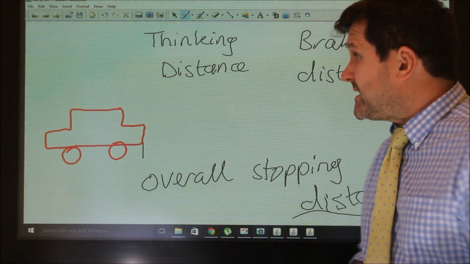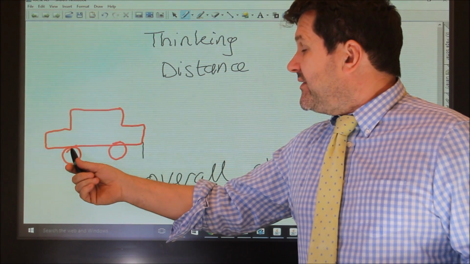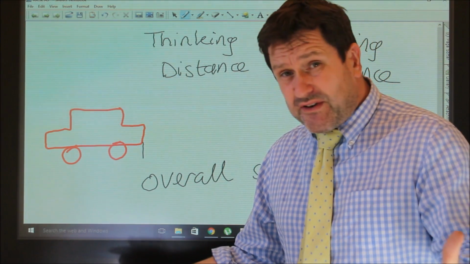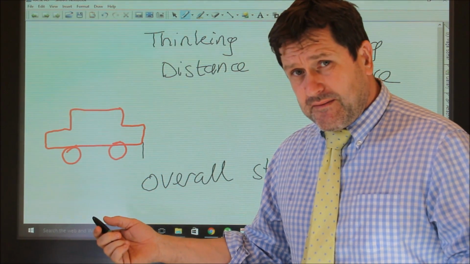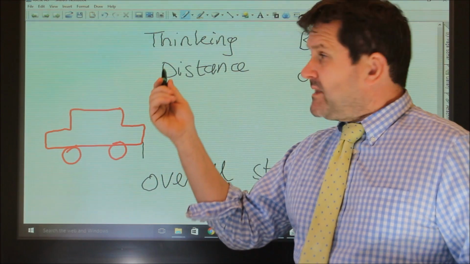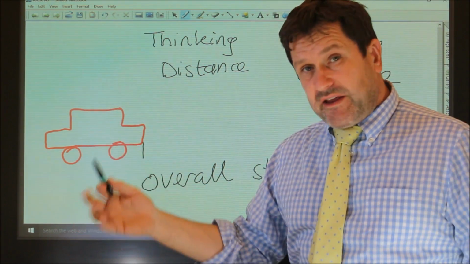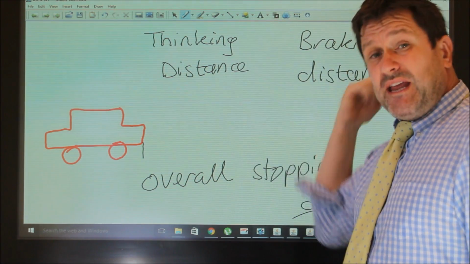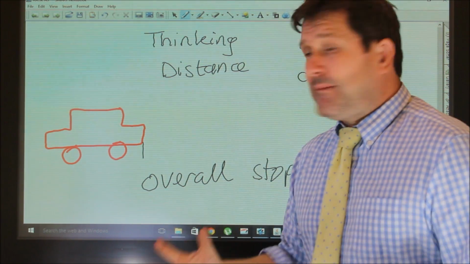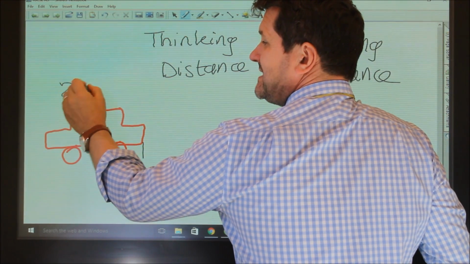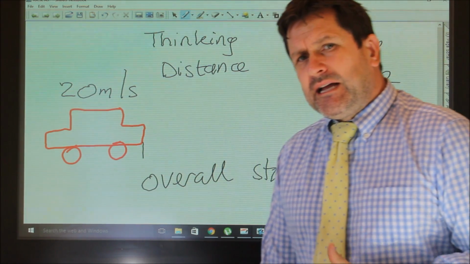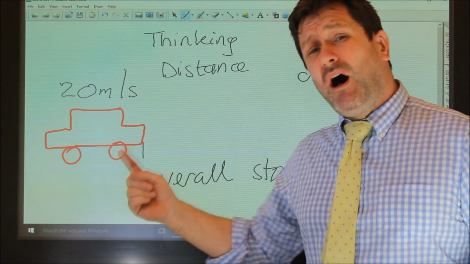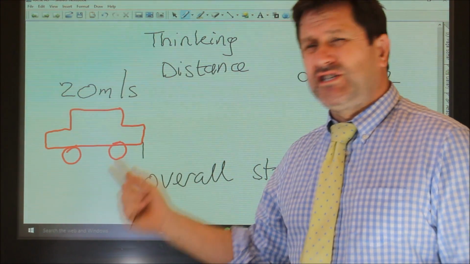So, all it means is this: you're driving along at 20 meters per second and you suddenly need to brake. The time it takes for you to look at the obstacle or whatever it is that's in the road and to think about pressing the brake is your thinking distance. However, once you've pressed the brake, different systems take over, and that's the actual car braking. This is called the braking distance. So your thinking distance plus your braking distance gives you your overall stopping distance. So for example, if you were driving at say 20 meters every second, if it took you half a second to see something and think about braking, you'd have driven 10 meters whilst you were processing the information.